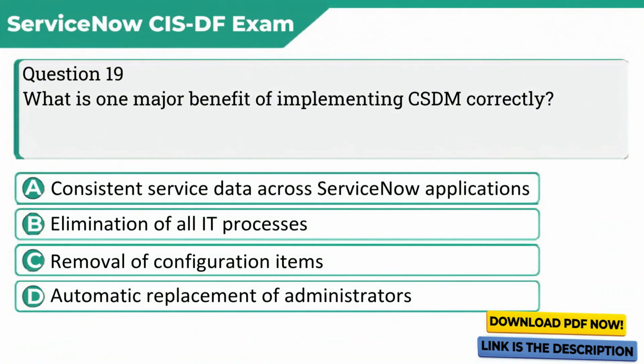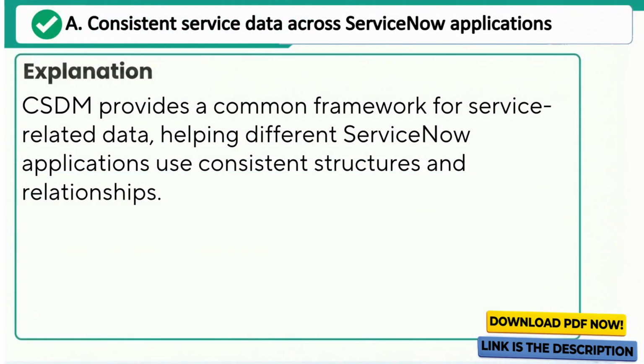Question 19. What is one major benefit of implementing CSDM correctly? A. Consistent service data across ServiceNow applications. B. Elimination of all IT processes. C. Removal of configuration items. D. Automatic replacement of administrators. Correct answer, A. Consistent service data across ServiceNow applications. Explanation. CSDM provides a common framework for service-related data, helping different ServiceNow applications use consistent structures and relationships.